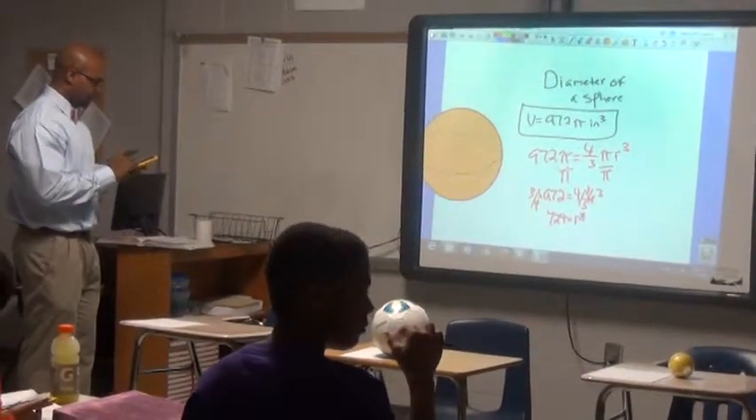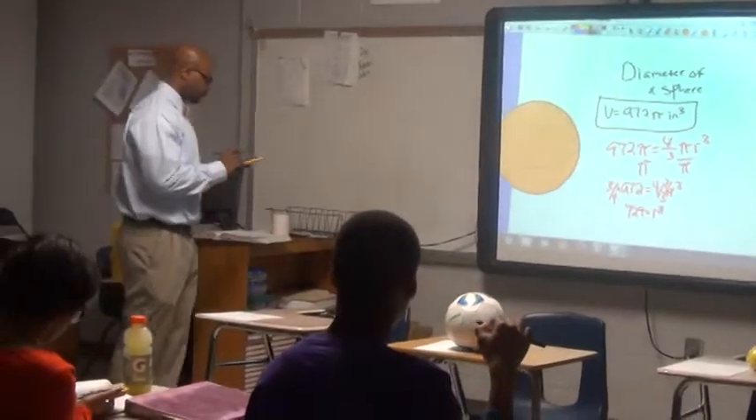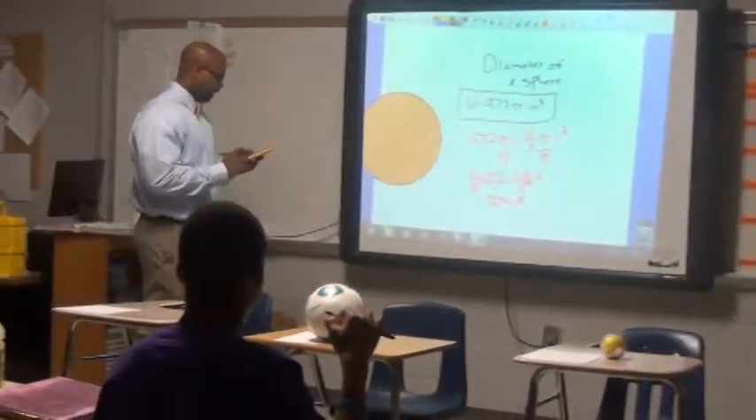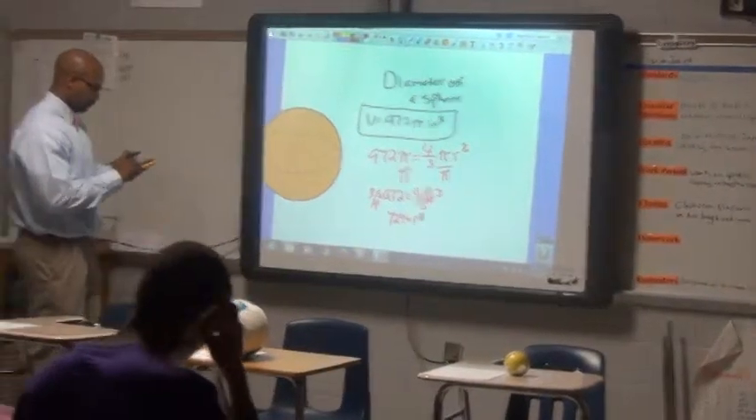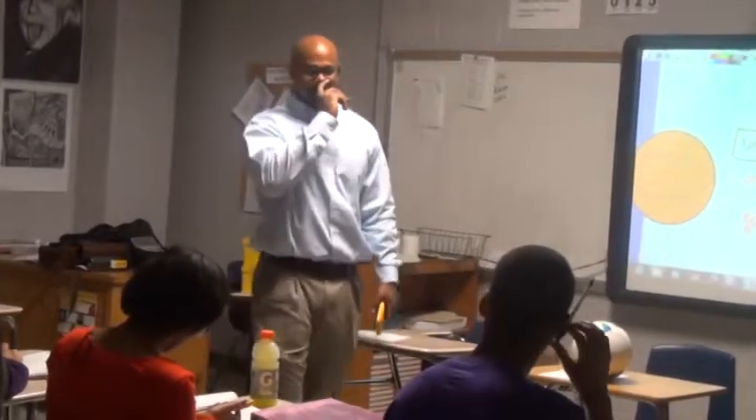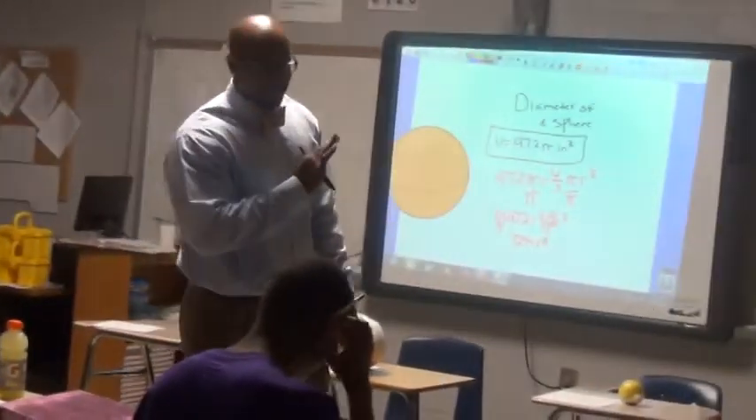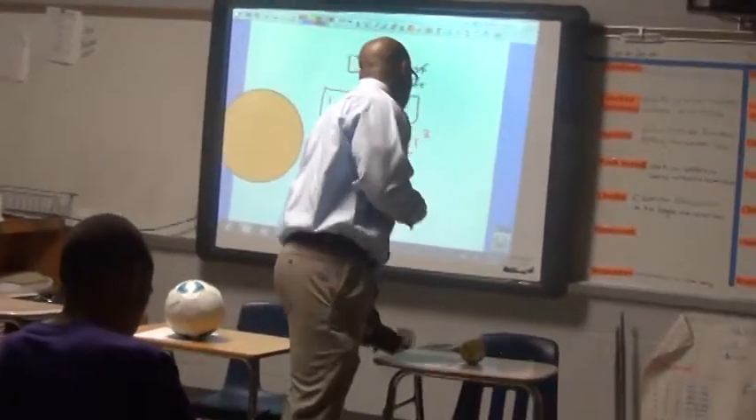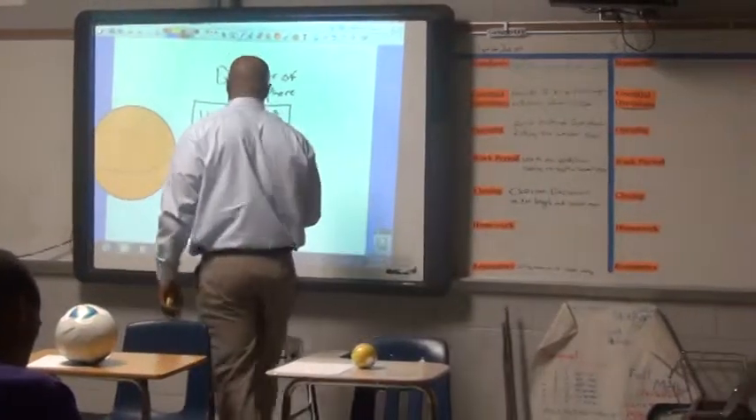All right, so we still have to get r by itself. So how are we gonna get it by itself? What did we do before when we were dealing with the area of the circle? The square root. When we're doing the area, we find the square root. Now we have to find the cube root of 729.